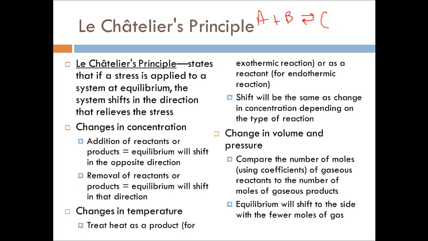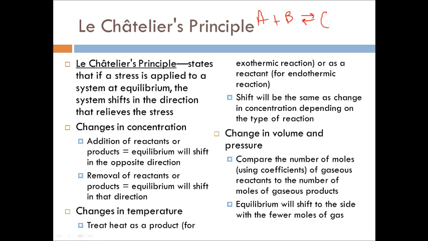However, if you remove something, so if we remove C here, A and B are going to react to replace what you remove. So it's going to move in the direction of the side you remove from. So if you remove a product, it's going to shift towards the product. You remove a reactant, it's going to shift towards the reactant.